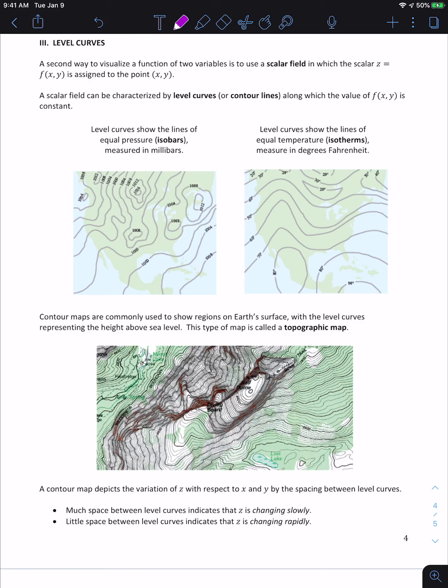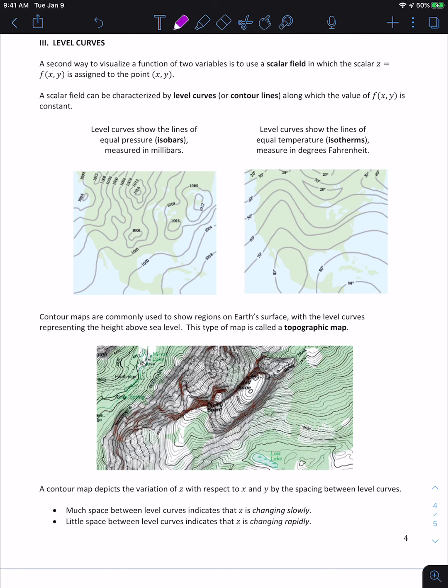So contour maps are commonly used to show the regions on the Earth's surface with level curves representing the height above sea level, right? And this is called a topological or topographic map, right? So right here, this is showing some part of the world, and I know that right here, because it's really, really dark and lines are really close together, I know that it's really, really steep, right? And then I know this is the top of the mountain. And down here, I know that this is lower. I know it's pretty steep right here.